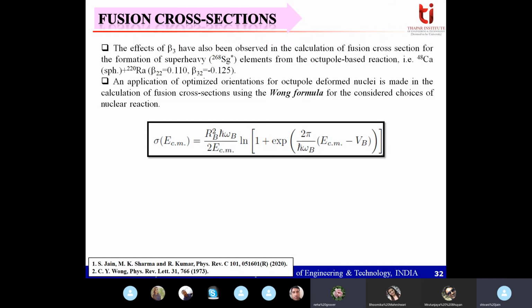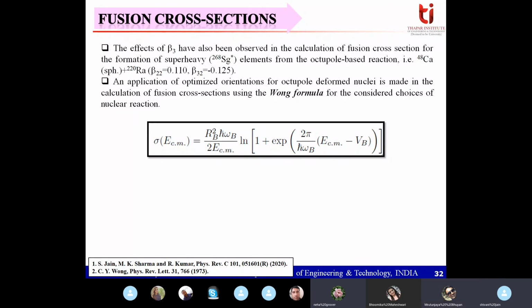Just tell me a little, briefly. Using that formula, we get the L values for above barrier energies, and for low barrier energies, we extend the L values. On the basis of that, we obtain the L values.